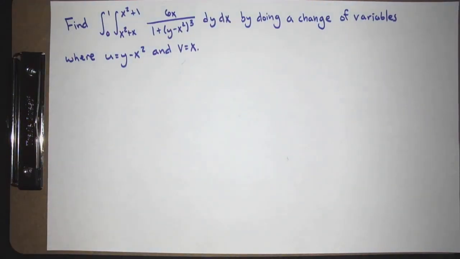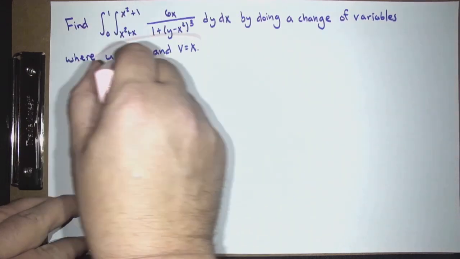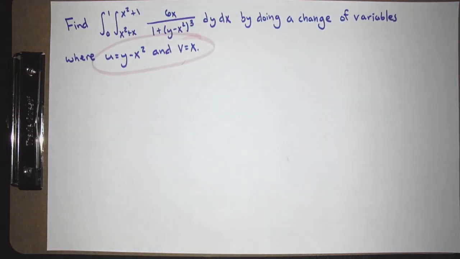Find the integral from 0 to 1, integral x squared plus x to x squared plus 1 of 6x over 1 plus y minus x squared cubed dy dx by doing a change of variables where u equals y minus x squared and v equals x. Okay, so we should identify our change of variables. Good news. They gave it to us. And they will. Other than that one quiz problem.